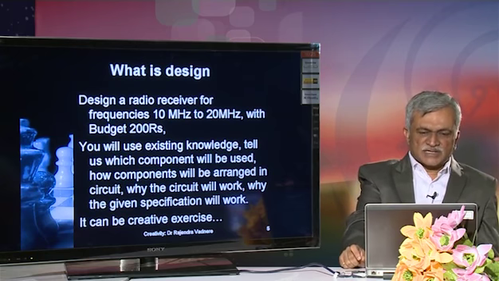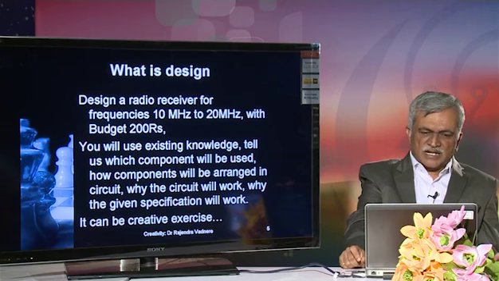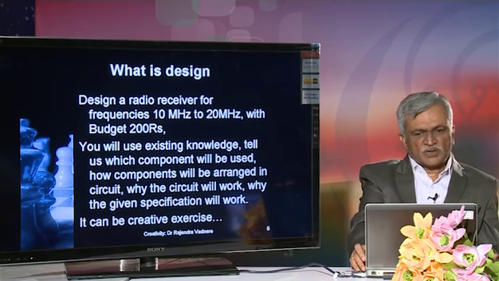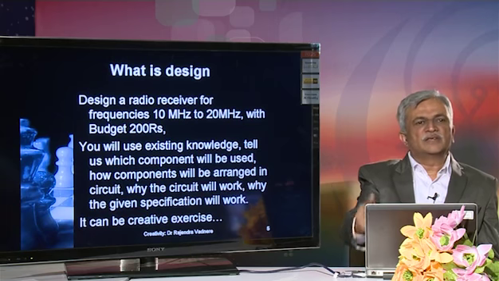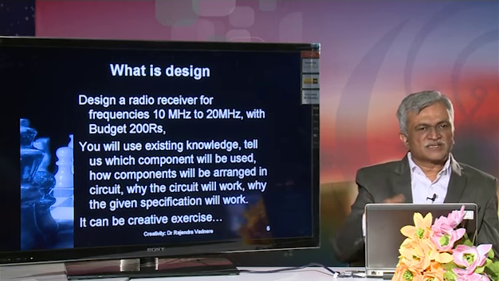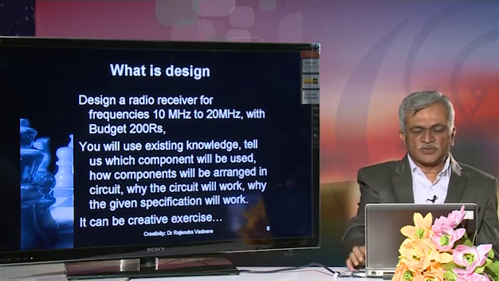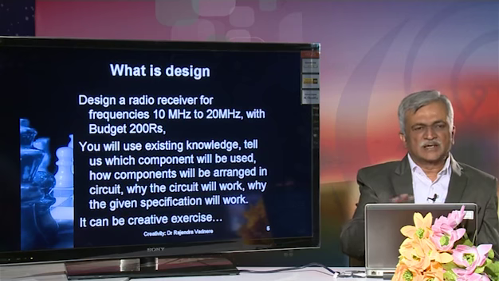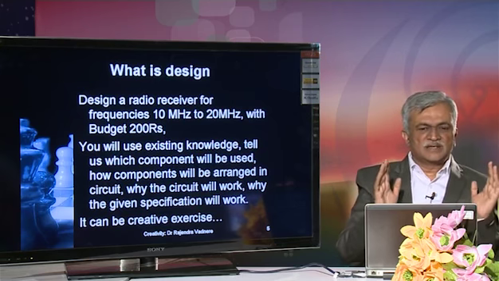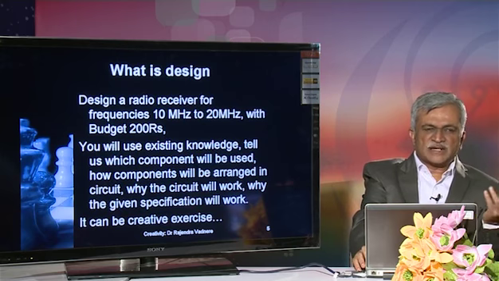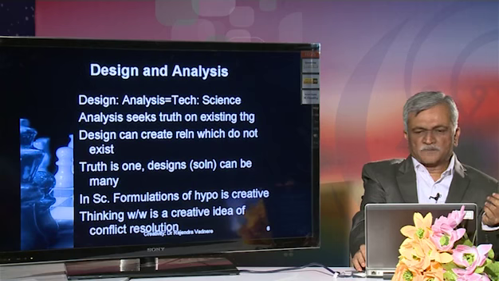So, with the existing knowledge, when we design, it tells us what are the components which are going to be used, how the components are going to be arranged in the circuitry, how the circuit is going to work, why the circuit is going to work, and what would be the various specifications, what transistor is going to be used, what resistor is going to be used, what capacitance would be used, what will be its value, and things like that. So, once we do this, we have designed a radio receiver. But sometimes the problems are not so straightforward. In that case, we have to be creative.